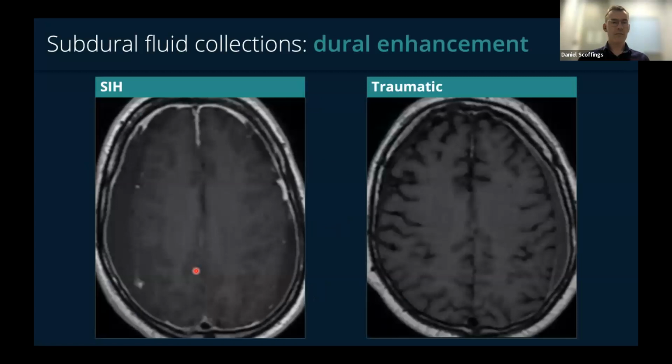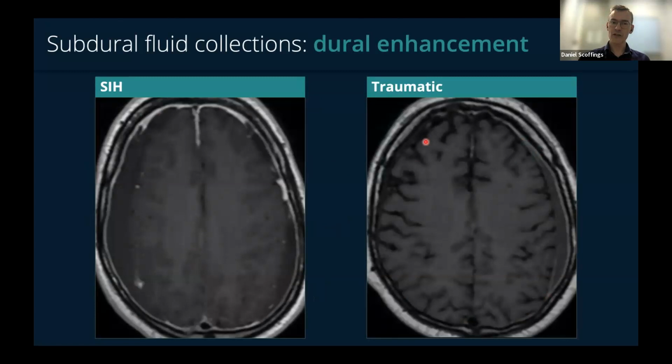So subdurals of any cause, whether it's SIH or trauma, it's normal to see some dural enhancement at the margins. This is a patient with SIH, bilateral subdurals, and enhancement next to the subdurals. This is a traumatic hygroma, and there's dural enhancement at the margin of it, but there's no enhancement on the opposite side. So there's not diffuse enhancement, it's just next to the subdural.